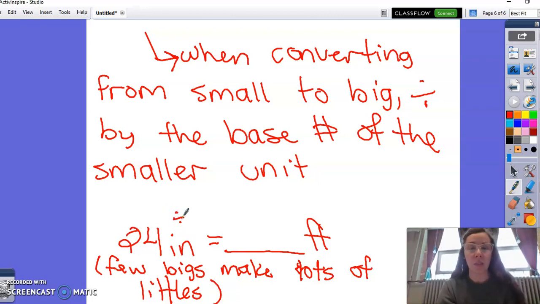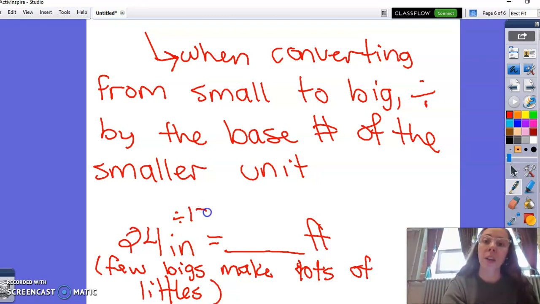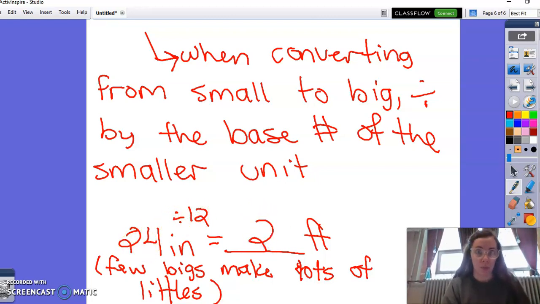And remember at the beginning of the second video, I told you that we are always going to be looking at the base number for the smaller unit. So between inches and feet, which unit is smaller? Inches, which we talked about with our ruler. And how many inches make 1 foot? 12. So then we would divide by 12. 24 divided by 12 is 2. See how there's much less big unit compared to all of the little units that you have. Okay? That's it that I want you to write in your notebook.